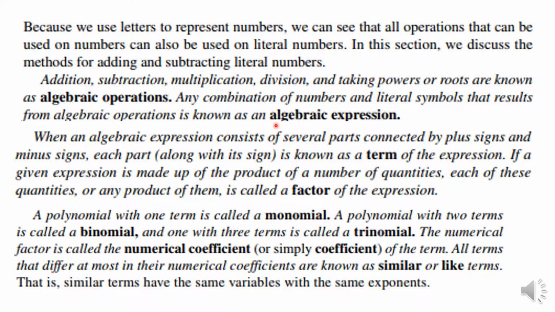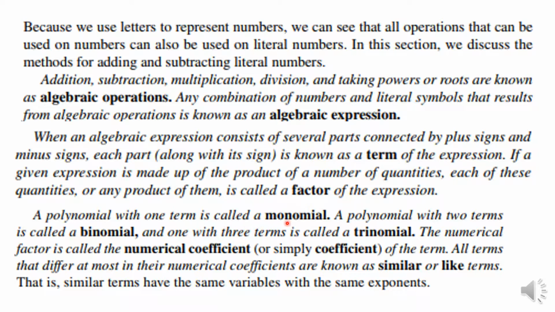We are going to be talking about algebraic expressions. That means there are no equal signs, and algebraic expressions are composed of terms. A term is something that is separated by a plus or minus sign. If a given expression is made up of the product of a number of quantities, each of these quantities or any product of them is called a factor of the expression.